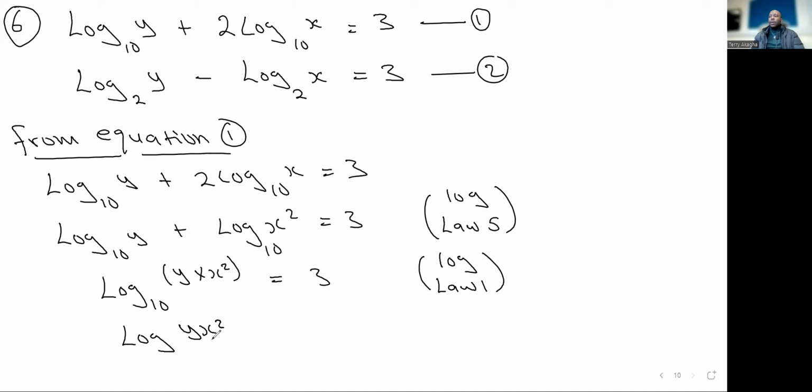Y x squared 10 is equal to what? 3. Then we're going to convert this to index. So that means 10 raised to the power 3 is equal to x squared y. So we're going to have 10 raised to the power 3 is equal to x squared y.